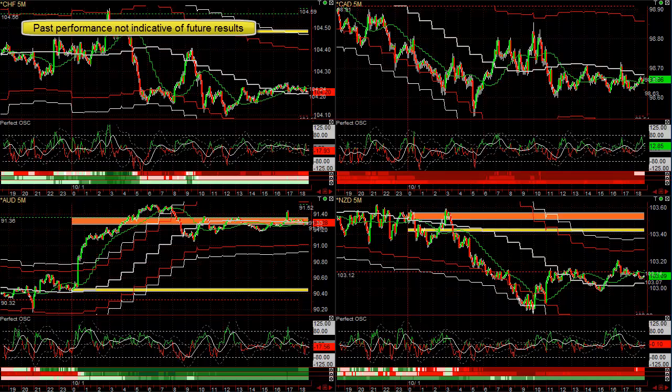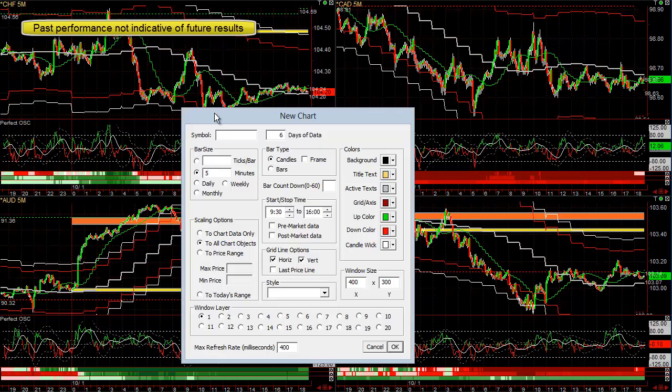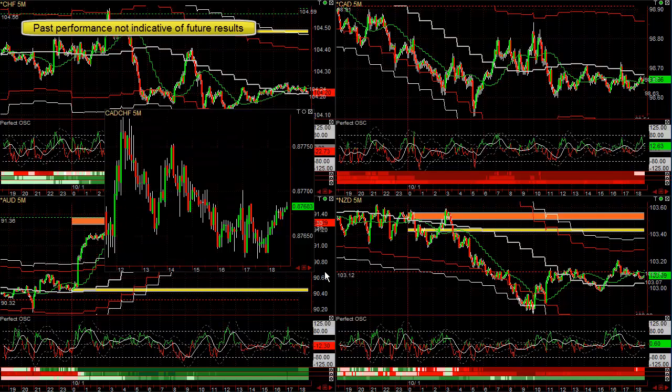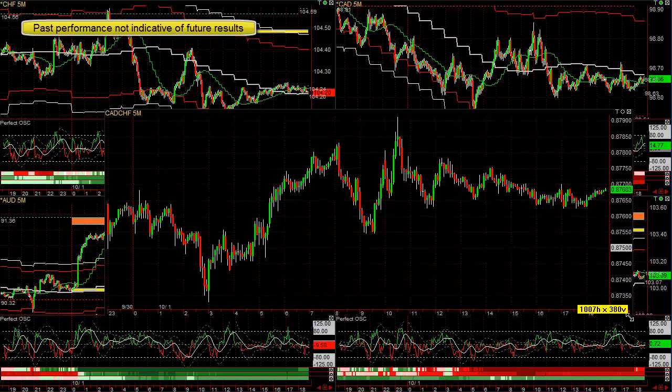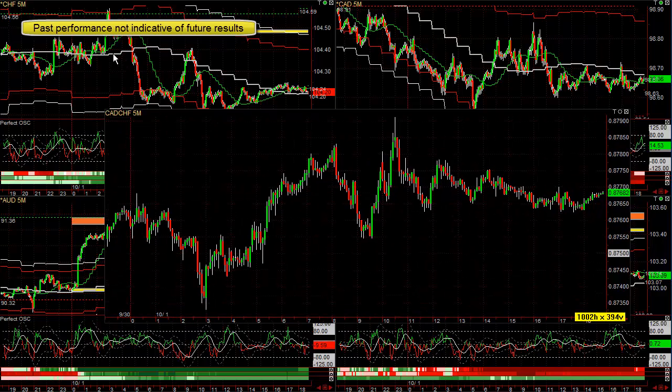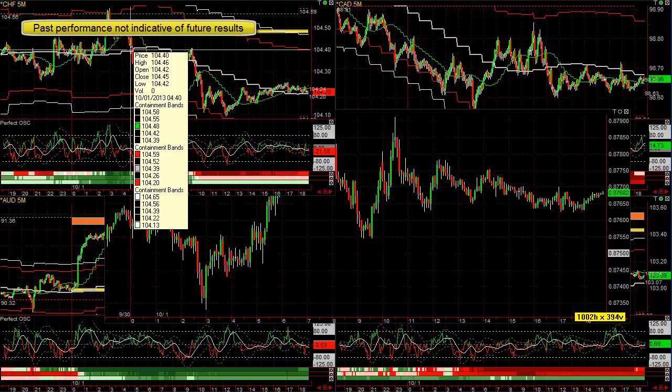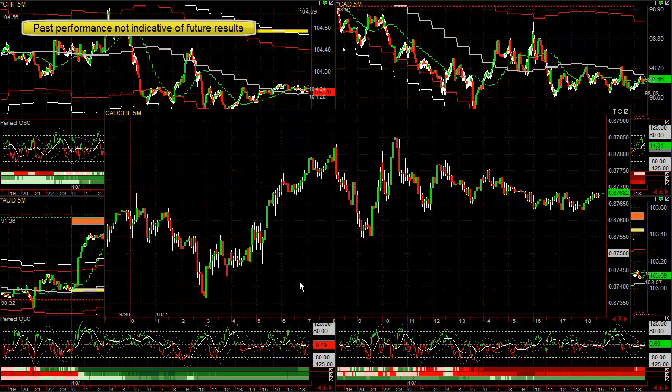And so in a nutshell, the CAD is above the Swiss. And because the CAD is falling and the Swiss is going up, at least until about 5, 6 o'clock here, you want to be looking to sell this currency. Actually, the Swiss was only going up until about 4:40. So until 4:40, you're looking to sell this. If you look at the chart right here, it's about right here.